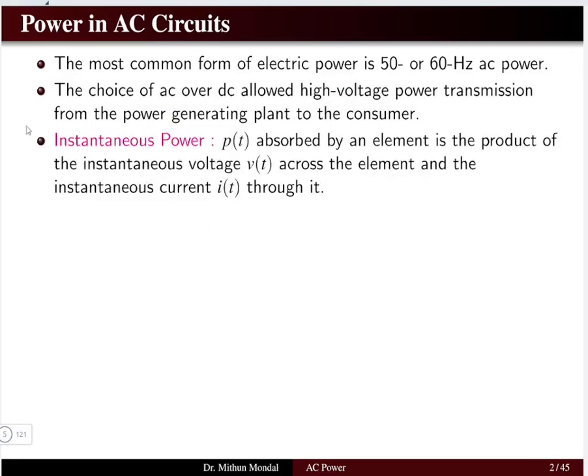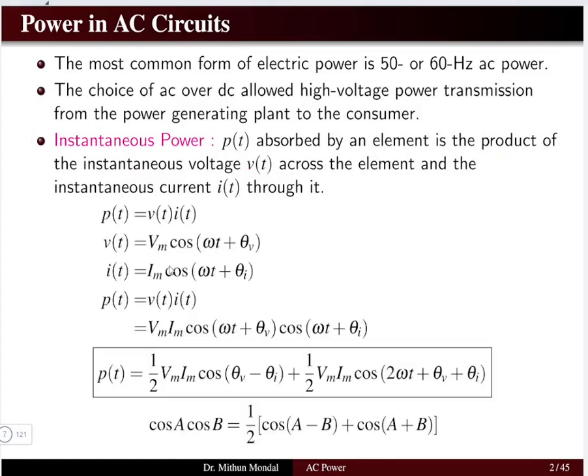Now, the first term that we are going to introduce in AC power analysis is the instantaneous power. Instantaneous power is denoted by small p with t in brackets, because it is a function of time. What is the definition of instantaneous power? It is the power absorbed by an element, and it is expressed as the product of two quantities: the voltage and the current. Both voltage and current are instantaneous, that is at a particular instant of time, so they are functions of time.